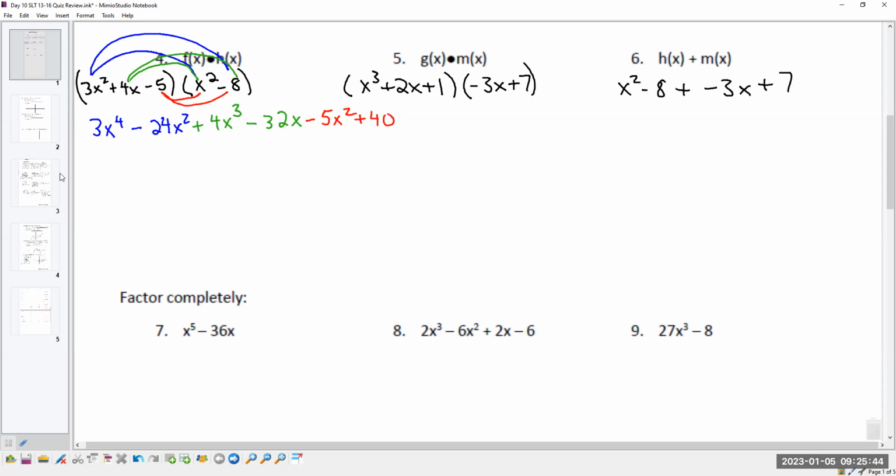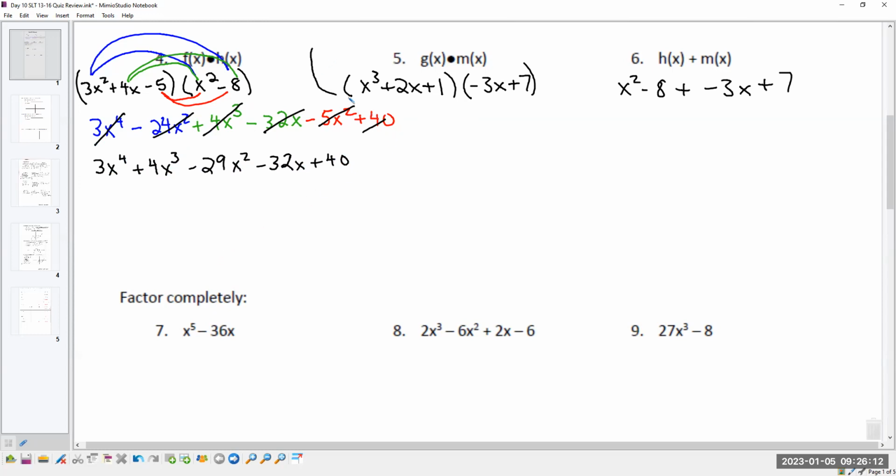I'm going to put the like terms together. I'm going to start with my highest power. I only have 3x to the 4th. I have only one x cubed term. I got these 2x squared terms. The 1x term and the constant. There we go. All right, number 5.